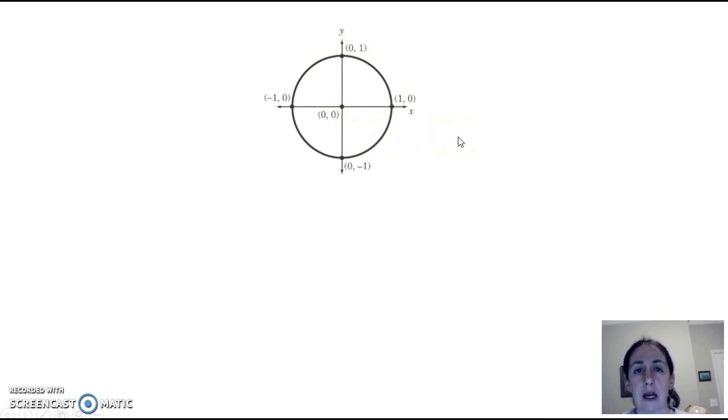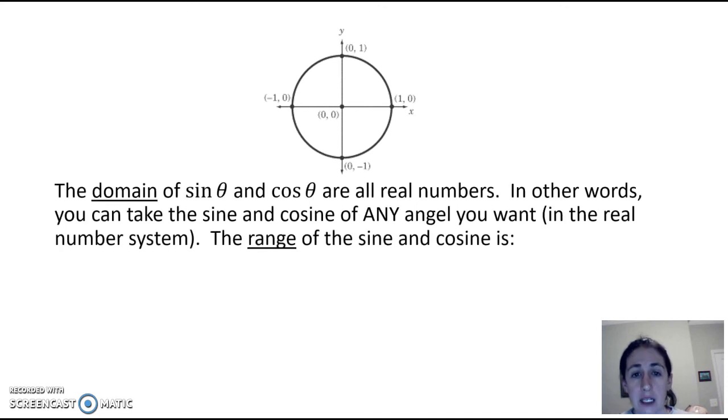So for sine and cosine, the domain is all real numbers. You can plug in any angle you want, whether you do it in degrees or radians, it's not a big deal. Now the range, however, let's discuss that. Since on this unit circle every angle is accounted for, and knowing that the sine is the y value, notice that the largest y value this circle takes on is 1, and it takes on all the values down to negative 1. So the range of the sine, when you take the sine of any angle at all, is between negative 1 and 1.